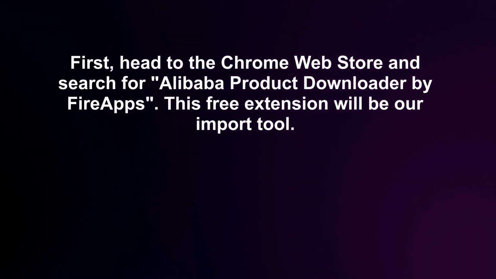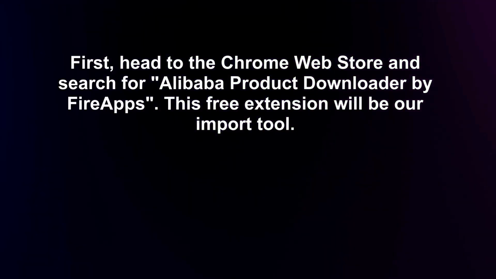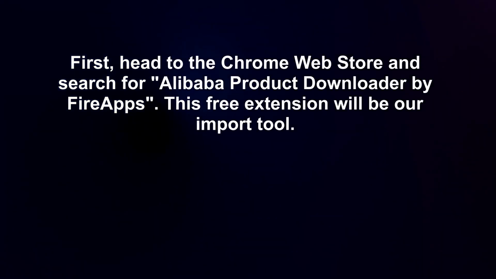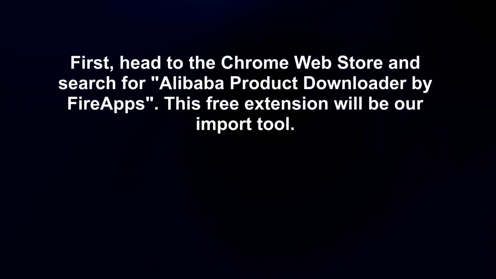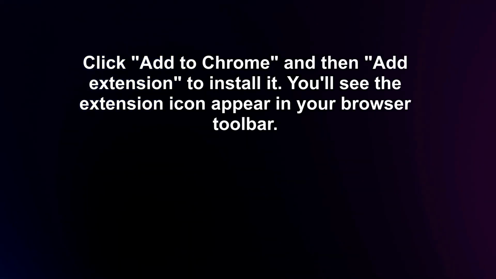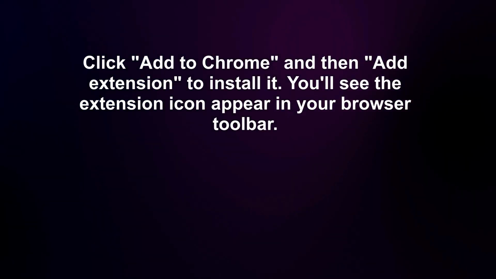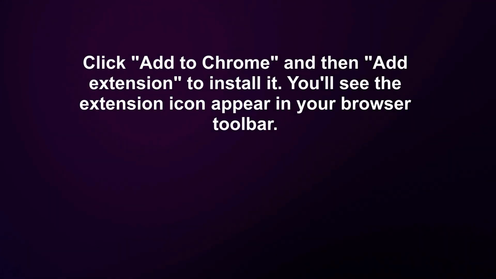First, head to the Chrome web store and search for Alibaba Product Downloader by Fire Apps. This free extension will be our import tool. Click Add to Chrome and then Add Extension to install it. You'll see the extension icon appear in your browser toolbar.